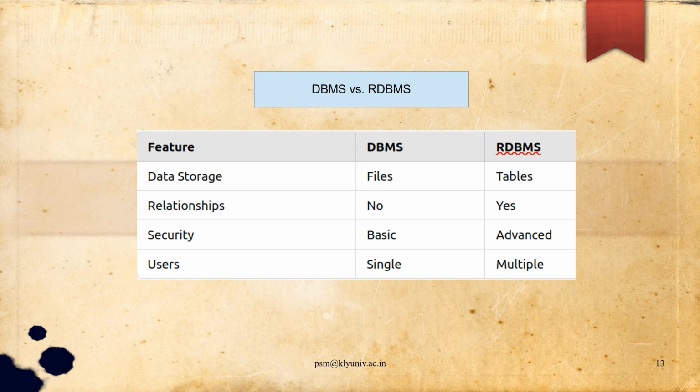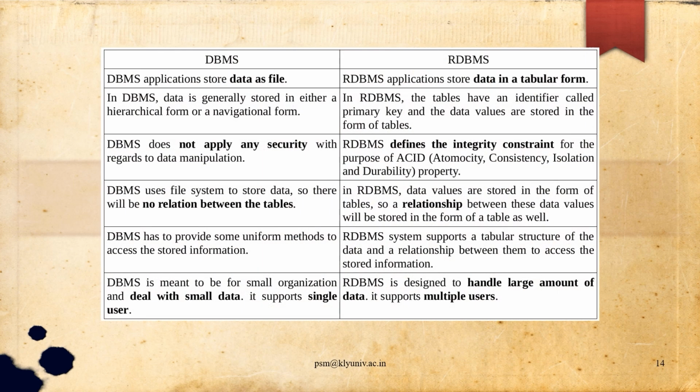It provides only basic security and supports only a single user at any given point of time. On the other hand, RDBMS supports relationship establishment, security is at the advanced level, and multiple users are supported. And these are the differences. How we actually discussed is how a simple DBMS is different from an RDBMS, or rather the other way around, how an RDBMS is an advanced level product in comparison with a simple DBMS.